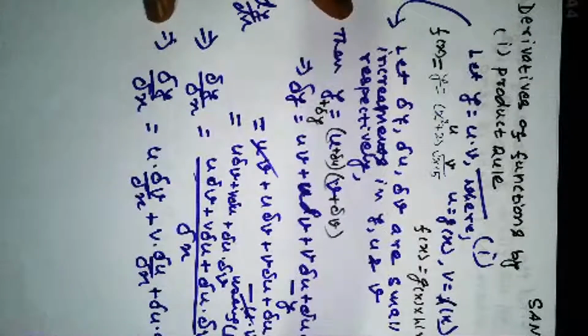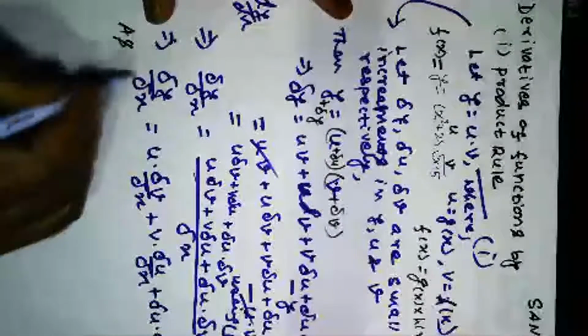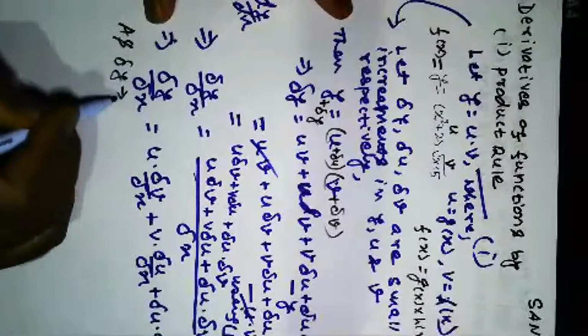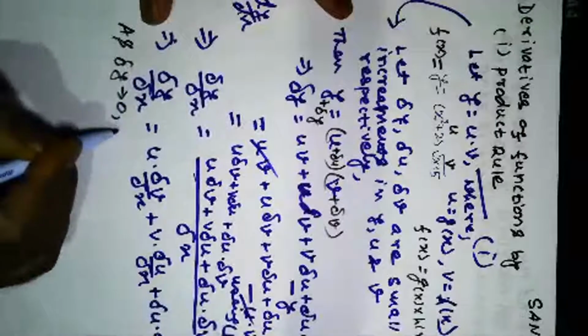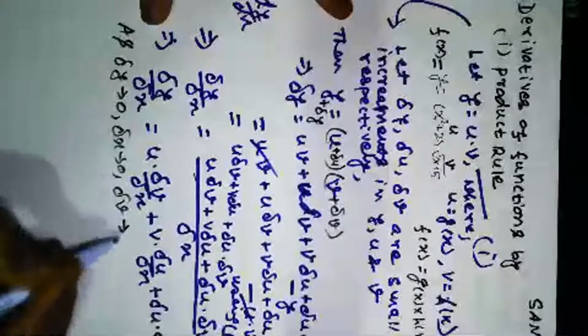Now we can say that, just now we have seen the limit as delta y tends to 0, delta x tends to 0. Similarly, every small quantity will tend to 0. For example, delta u tends to 0.